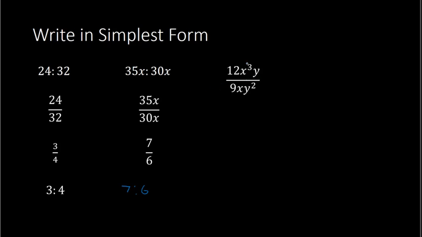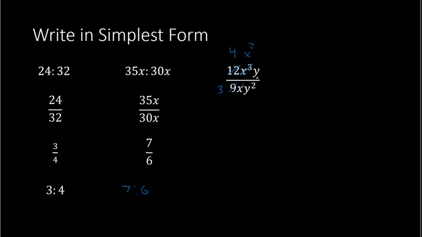Now to divide, we can simplify by taking the 12 and 9 and dividing both by 3. 12 divided by 3 is 4, and 9 divided by 3 is 3. X to the third divided by x to the first power. We have the same base, so we can subtract the exponents. So 3 minus 1 would give me x squared, and that goes in the top because x to the third is in the top, and that's a bigger number.